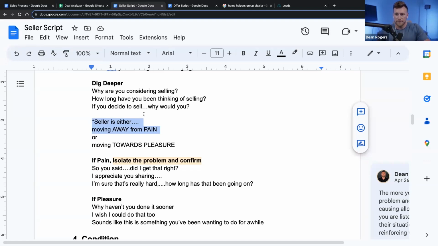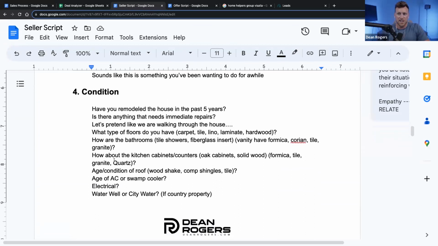Okay. Next is the condition. People blow past this way too much. I've heard it from my own team, and I've heard it from other people. Tell me what kind of condition is your property in? Good. Okay. It's in good. 1 out of 10, what would you say? That's like a 7. It might be a total dump.